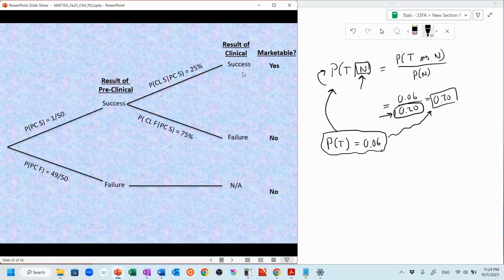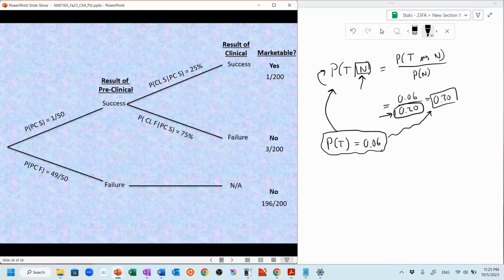We can find the probability of reaching each of these leaves of the tree on the right here by multiplying the probabilities along their path. So 1/50th times 25%, or 1/4, is a 1 in 200 chance that we get a marketable drug from an initial idea. 1 in 50 times 3/4 is a 3 in 200 chance that we end up with a non-marketable drug after going through lab work and clinical trial. And 196 out of 200, which is just 49 out of 50 changed into the same denominator that we have up above, is the chance that we fail in the lab, and then we just don't do anything with the clinical trial.